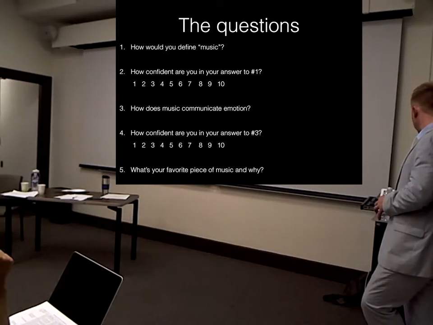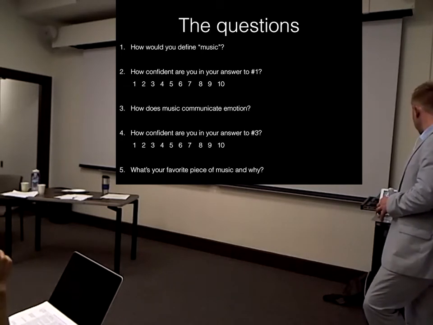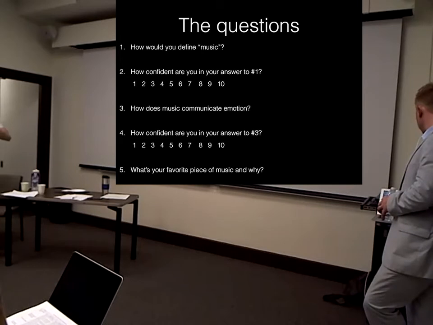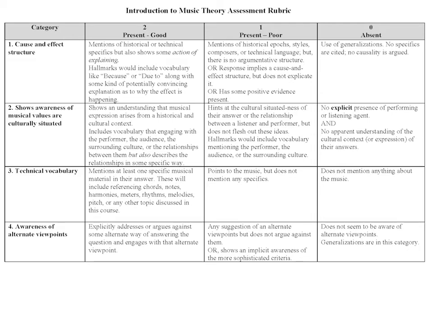So this is stuff like the cause and effect structure, right? Are students making an argument? Do they show awareness of the cultural situatedness of the values of a given piece of music in a specific culture? Are they starting to show fluency with technical vocabulary rather than just vaguely pointing at the music? And then are they showing awareness that theirs might not be the only view? So we have a present-absent scale, but we also wanted some sense of a really richly present answer versus maybe just barely present.